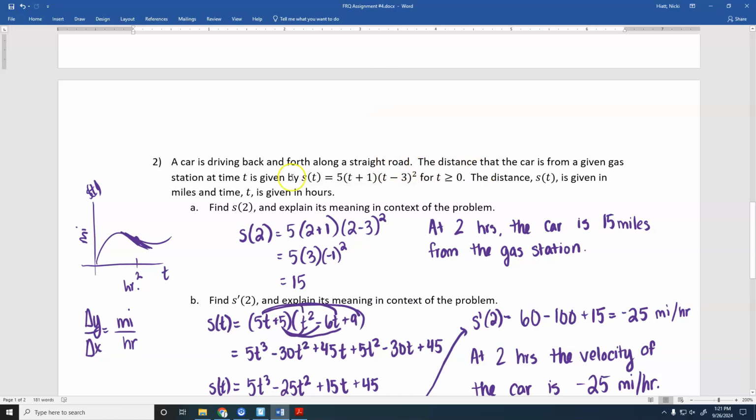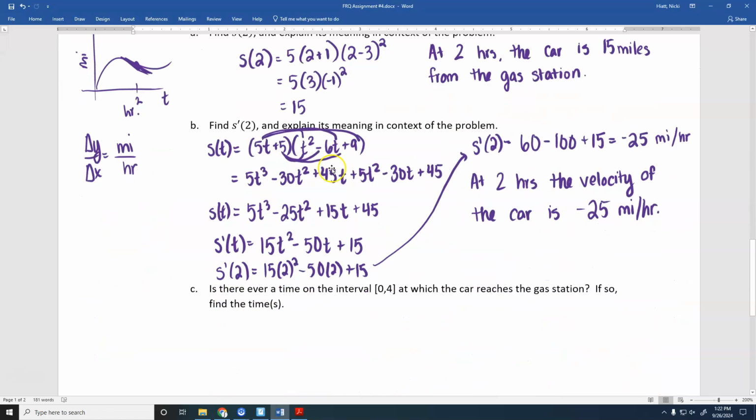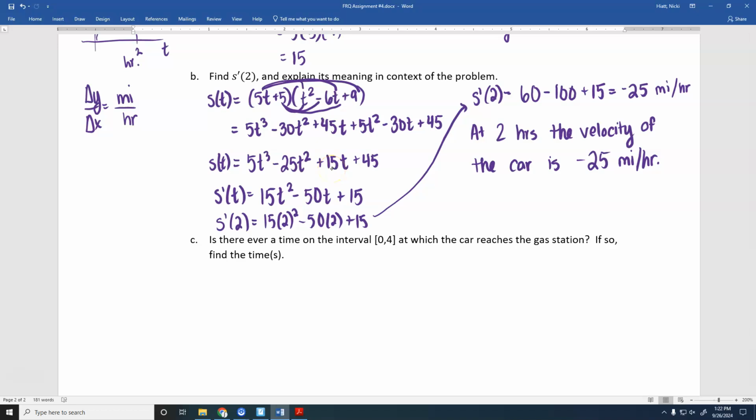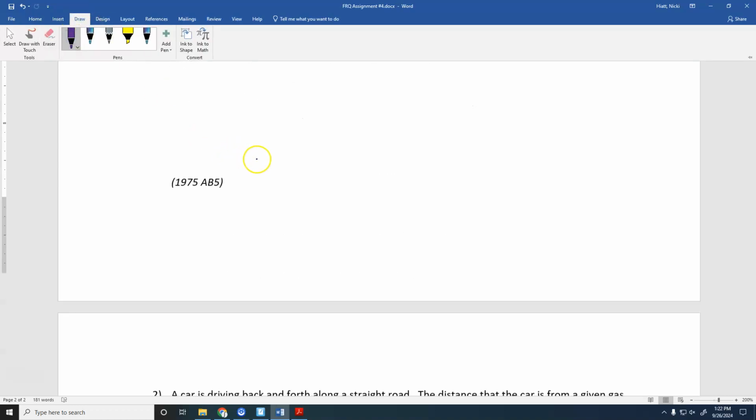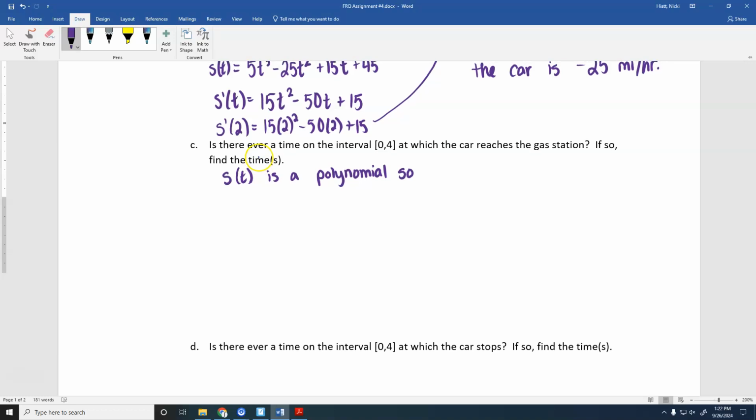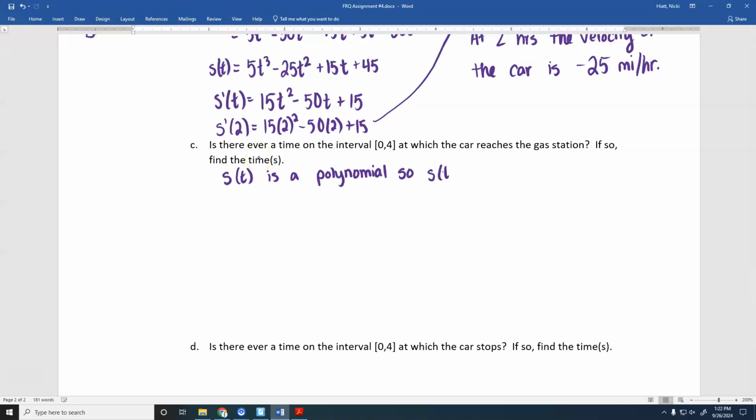So first of all, this is a polynomial, so it is continuous. So we would want to say S of t is a polynomial. What should I write instead of it? Why did it just erase? Okay, there it goes. So S of t is continuous.